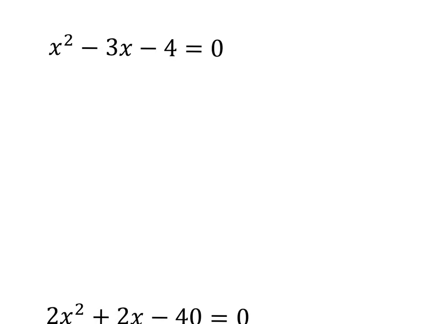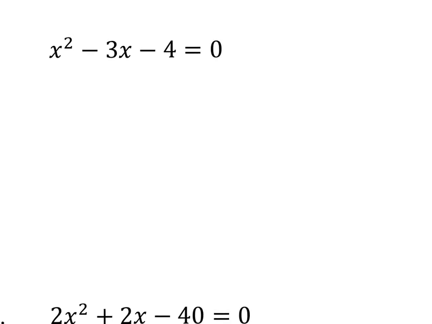So here we have x squared minus 3x minus 4 equals 0. So this is in standard form. All right, so what we can do is go ahead and list my a, b, and c. So a is equal to 1, b is equal to -3, and c is equal to -4. So now that we've listed A, B, and C, we can go ahead and multiply A times C, which in this case is 1 times -4, which gives me a -4.